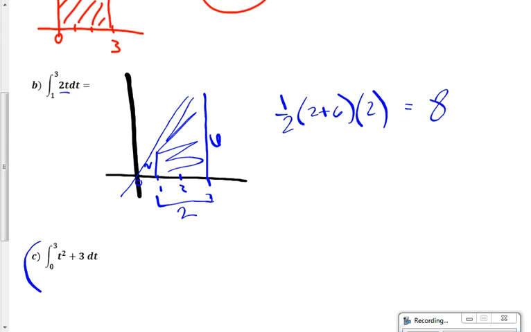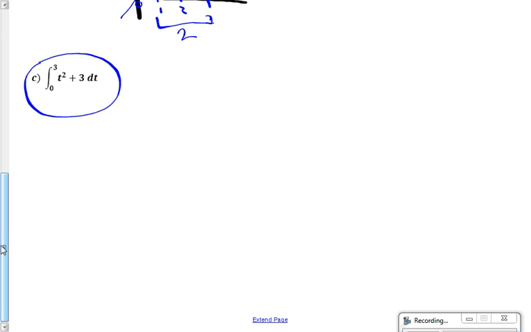What'd you get? Did you come up with anything for C? 18, what did you use? You got 9. Those of you that got 18, what did you use? Did you draw a picture? What's that function look like? It's a parabola up 3, right? And I want to go from 0 to 3.